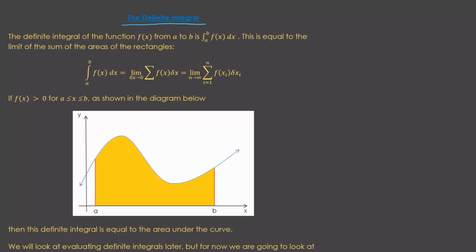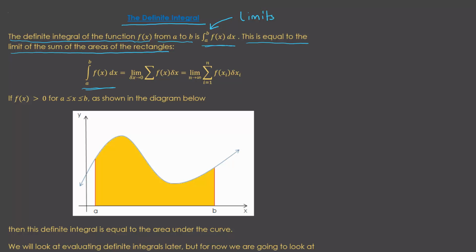The definite integral. The definite integral of the function f of x from a to b is written as the integral from a to b of f of x dx. Now, you've not seen these things on the integral sign before. They're called limits. This is equal to the limit of the sum of the areas of the rectangles.